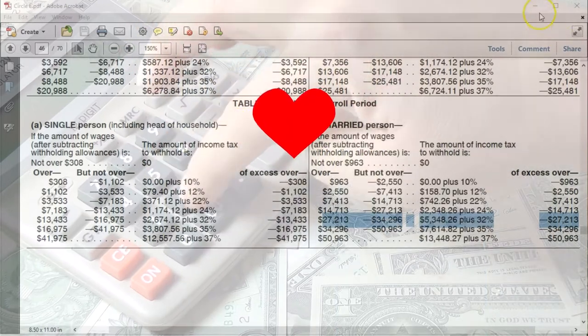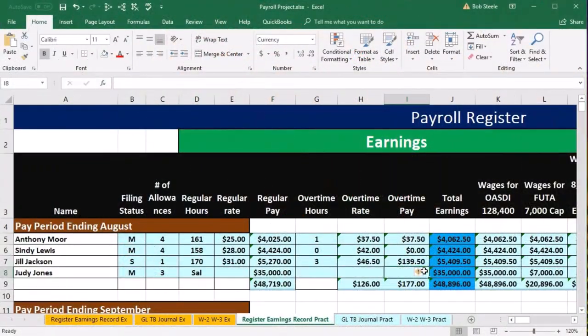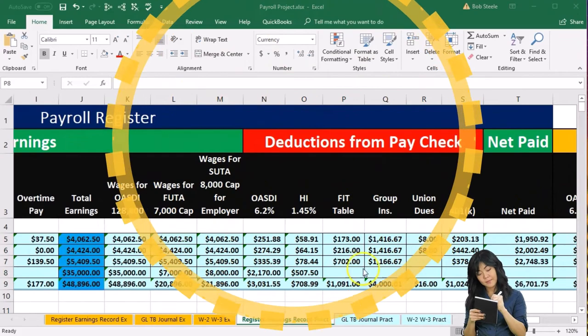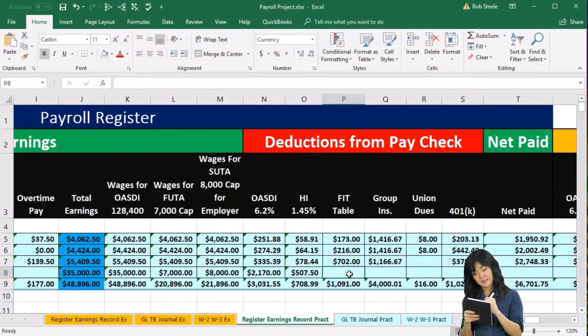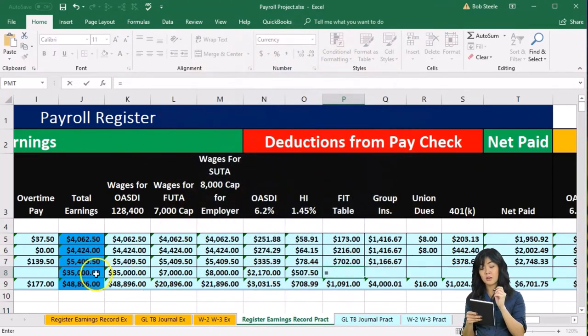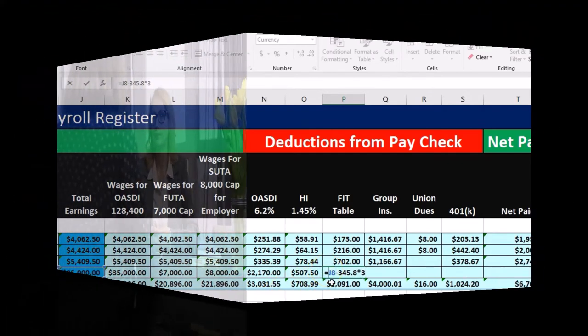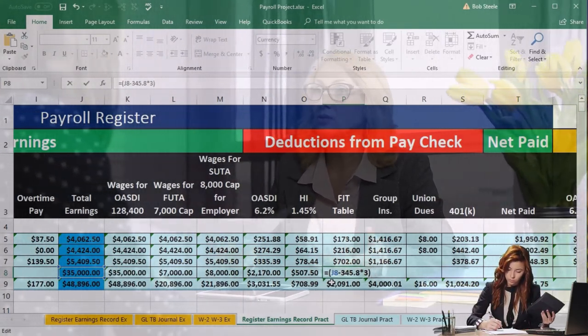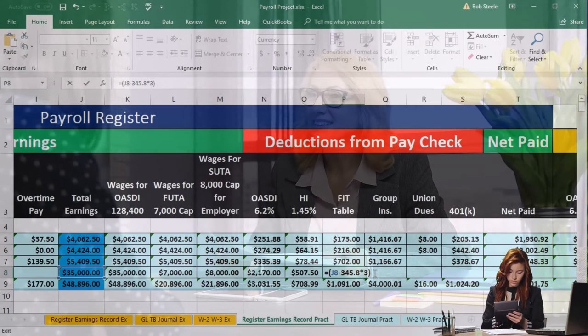So if we go back over to our tables, we're going to go to the FIT, and we can try to do that one more time in the calculations here. The FIT is going to be equal to this 35,000 minus the exemptions, which were 345.8 times 3. And then I'm going to bracket this whole thing. I know this is kind of a complex formula, but I'm going to bracket whatever that comes out to. And at this point, it should come out to 33,962 if we were to do it.